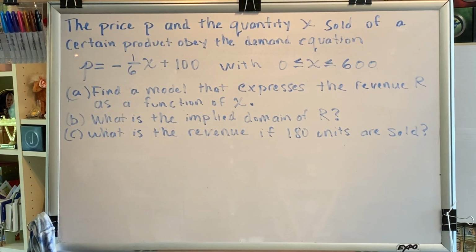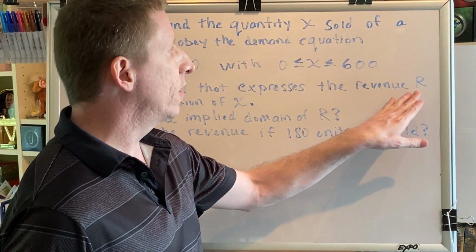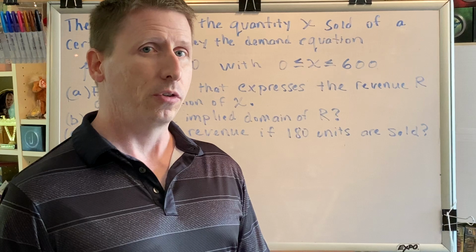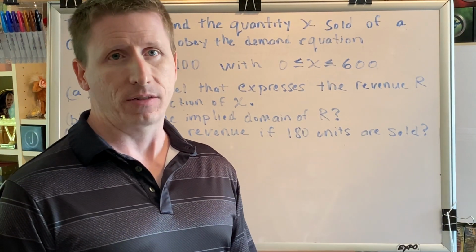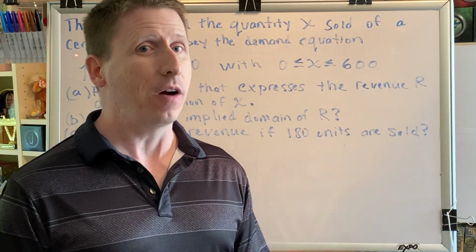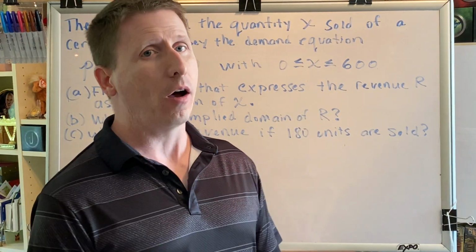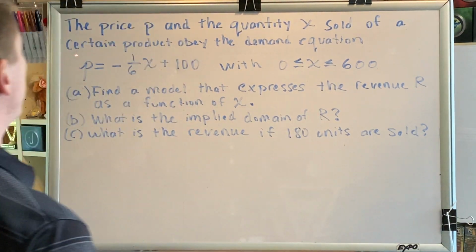Find a model that expresses the revenue R as a function of X. This means that I need an equation that starts with R equals, and the only variables that are allowed on the other side are X. Finally, it also has to be a function so that we can write it as R of X. Let's see if we can achieve that.